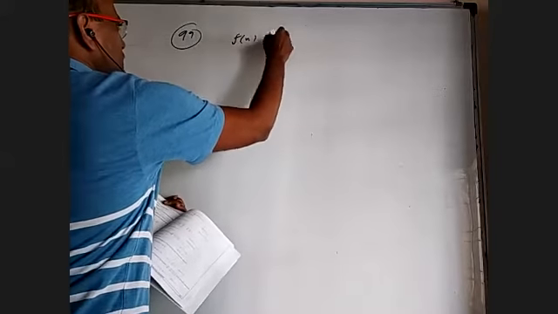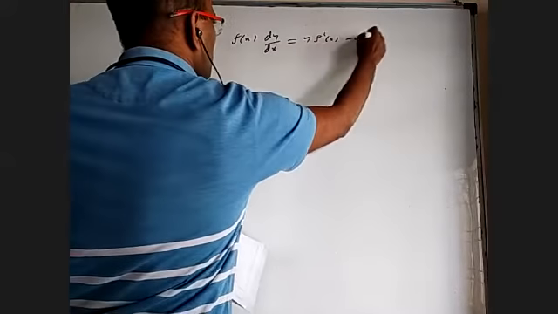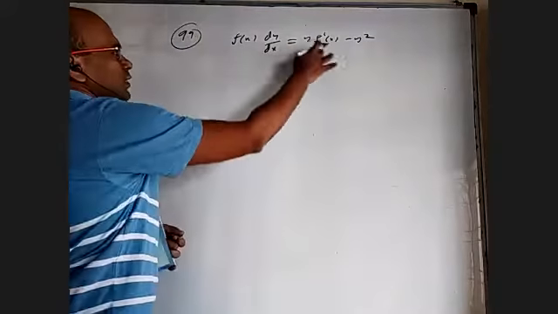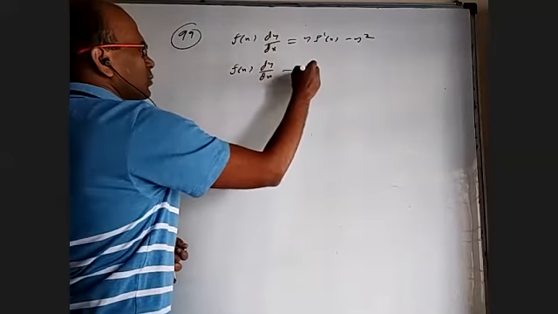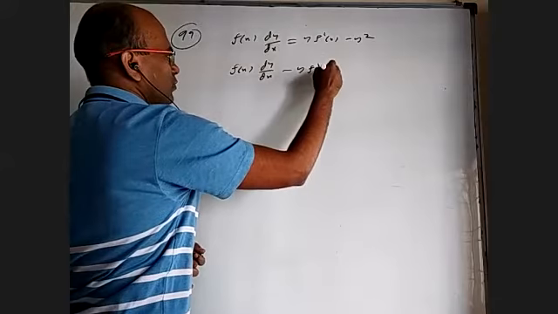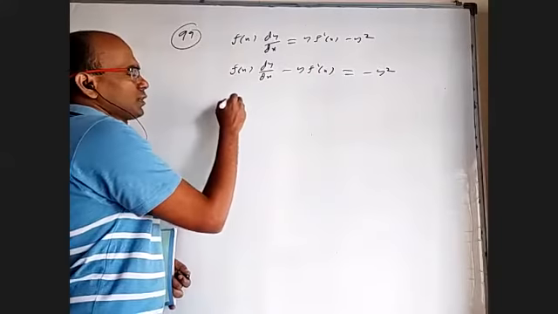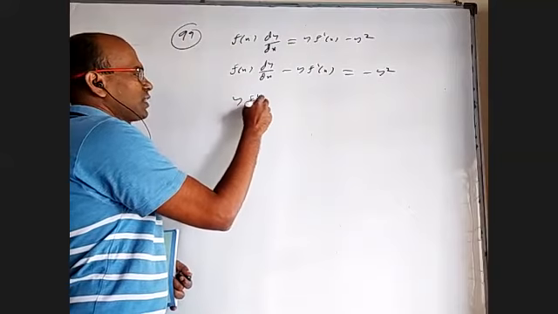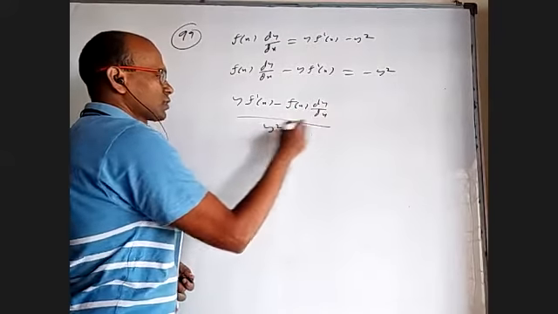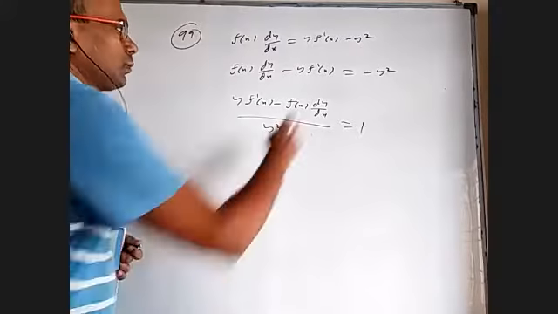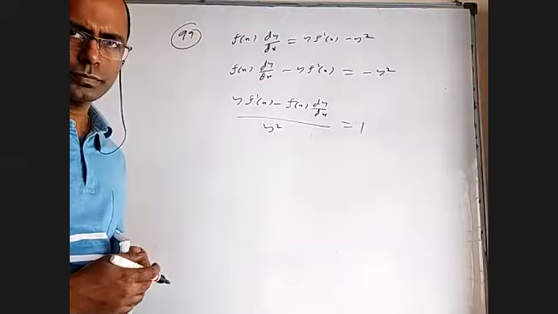F of x dy by dx equal to y f dash x minus y square. I'll bring this one here. F of x into dy by dx minus y into f dash x equal to minus y square. If I divide by minus y square, I'll get y f dash x minus f of x dy by dx by y square equal to 1. Multiply with minus here, divide with y square. Does it look like a derivative of what? The LHS?